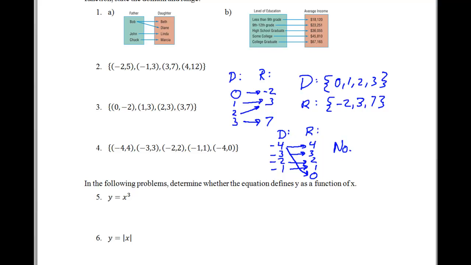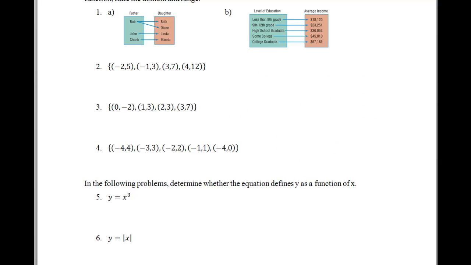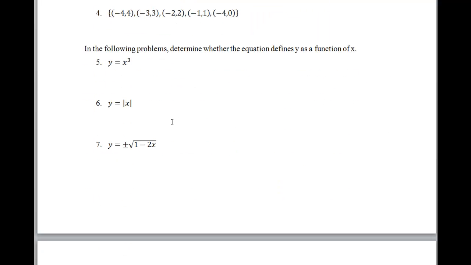Now, we're going to take a look at some basic graphs here, these 3 in particular, and ask if each defines y as a function of x. And we have a test for that. When we do graphs, we have something called the VLT, or the vertical line test. The vertical line test states that if a vertical line goes through more than one location on that graph, then it violates the vertical line test and it is not a function.